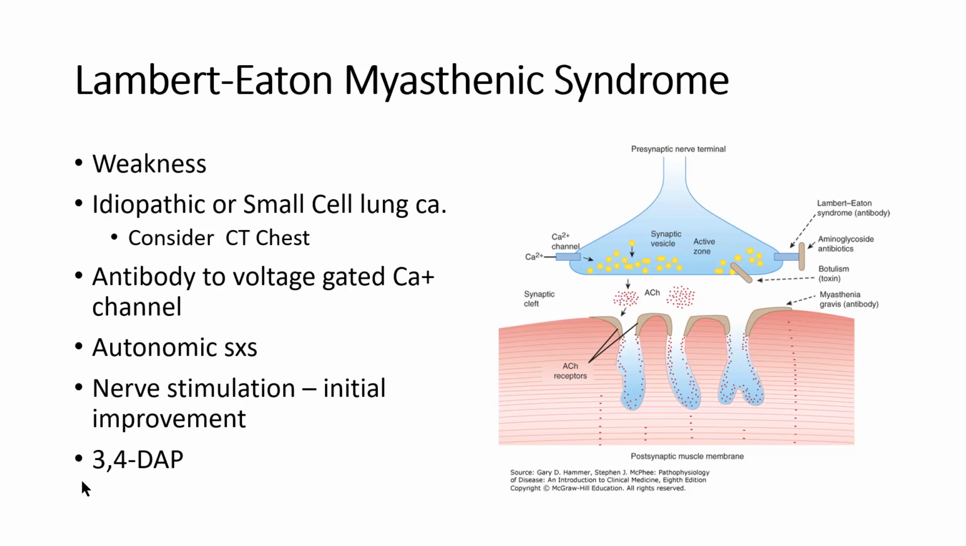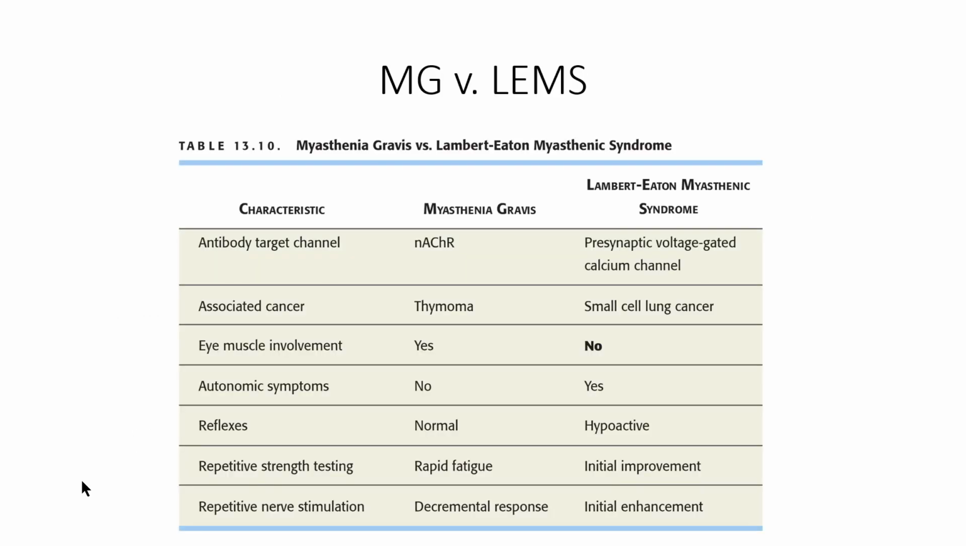These patients will have autonomic symptoms, and with initial increased movements, they can actually show some initial improvement. The treatment for this is an agent with which I am not familiar, 3,4-DAP, and again, it is thankfully rare. I point it out because it does sometimes show up in board questions, so be aware of it. Note its association with small cell lung cancer, that it does not have eye muscle involvement, that it does have autonomic symptoms, and that with repetitive nerve stimulation, you will see initial enhancement.